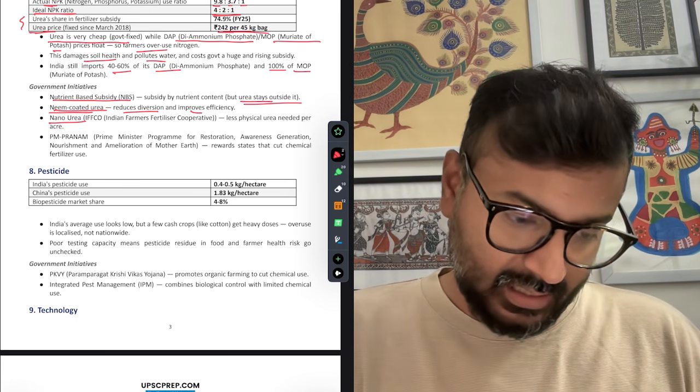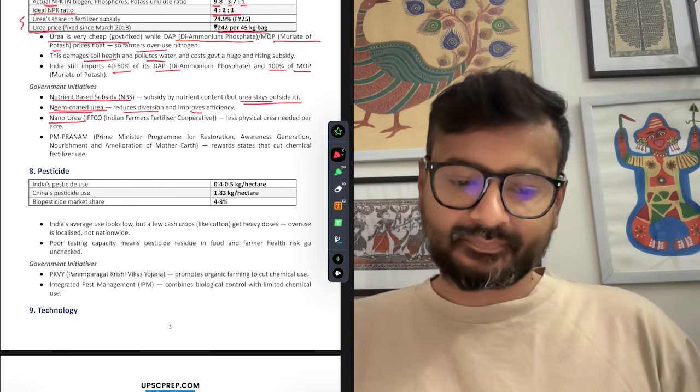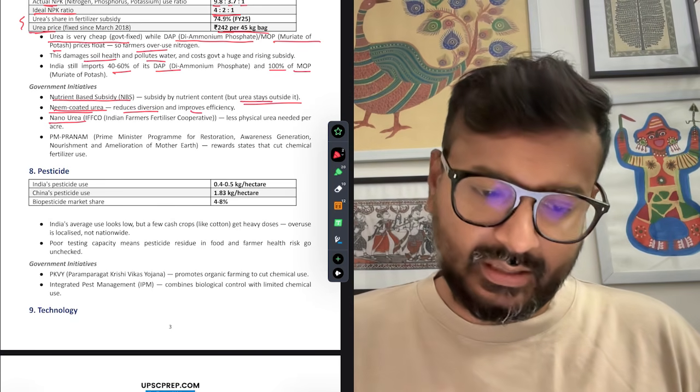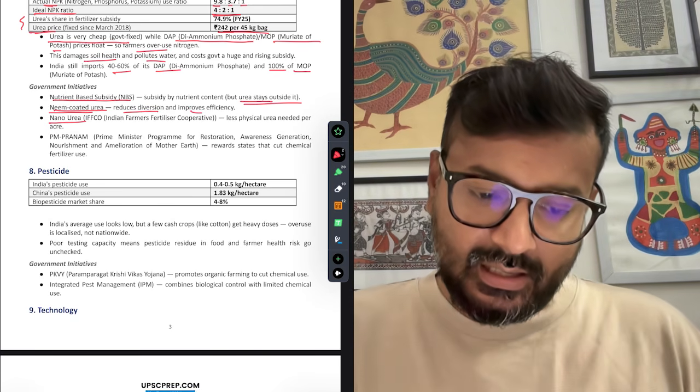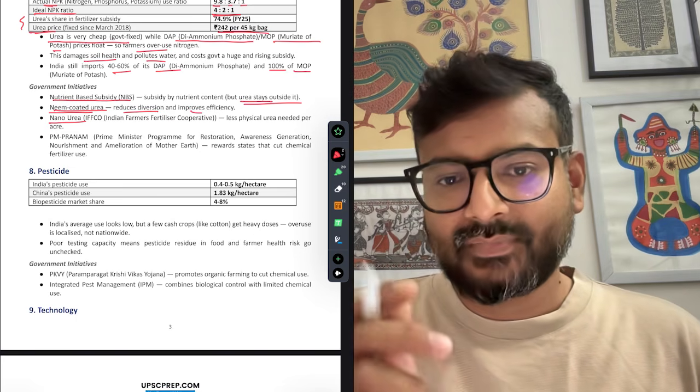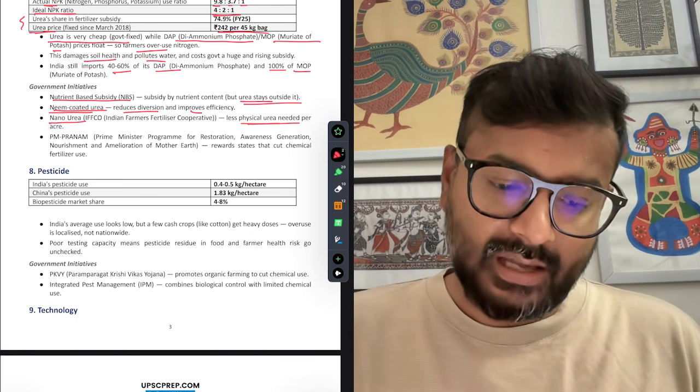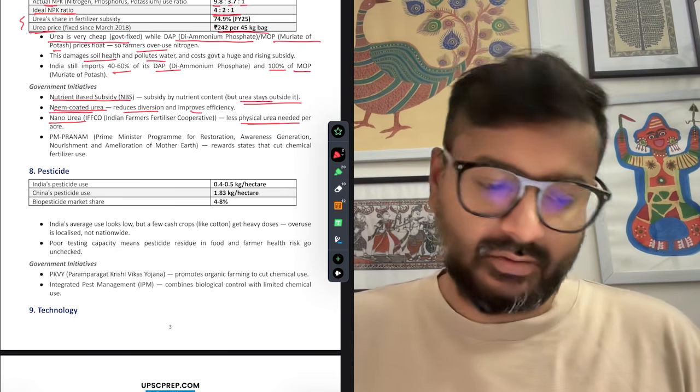Okay. Another initiative is nano urea. Nano urea is now being sold. It decreases the amount of urea that has to be applied for the same amount of effectivity.